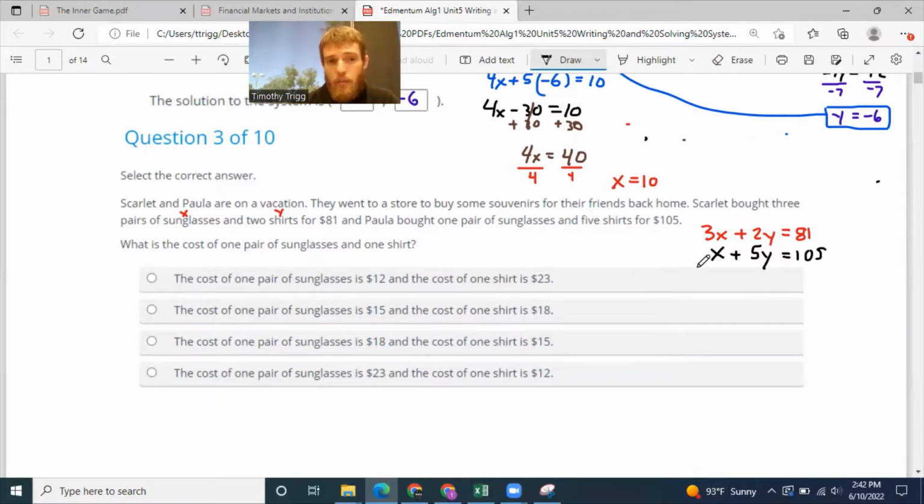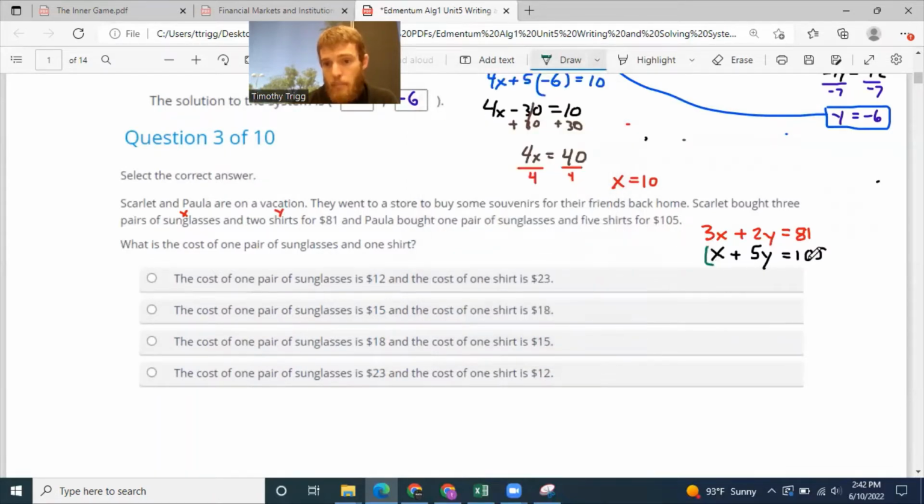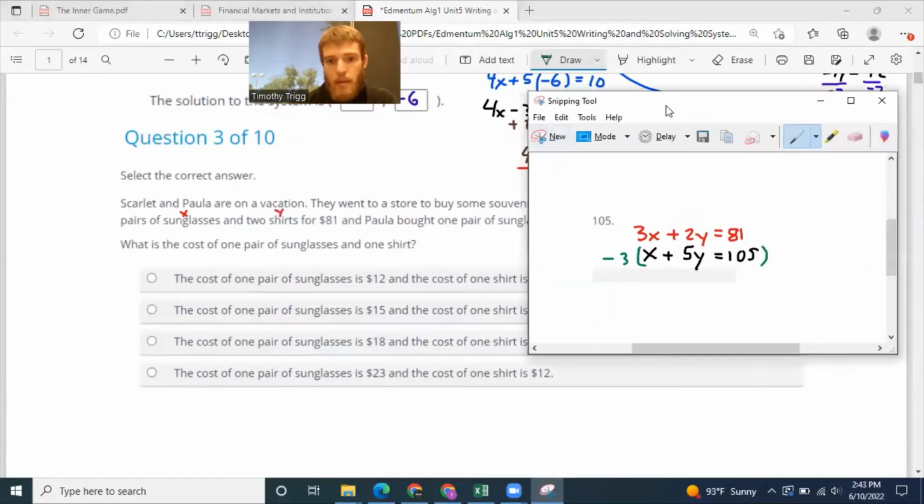So let's go ahead and solve this system of equations using elimination. In this case, it's probably easiest to eliminate the x's. What would I multiply this bottom equation by in order to cancel my x's? Well, hopefully you see I would multiply by negative 3. So that negative 3 gets distributed to each of the terms in this example.